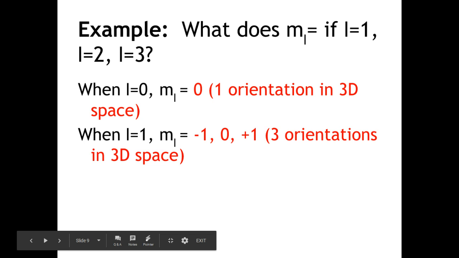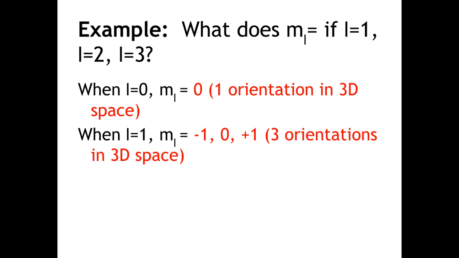Let's look at another one. When l equals 1, you will have negative 1, 0, and positive 1. So you can have 3 orientations in space. And what does that orientation in space mean? I don't know if I talked on that. It is spinning around. Those sublevels are actually moving. They're not still. They're moving around the nucleus. They're moving around their allotted space, their sublevel, their energy level.